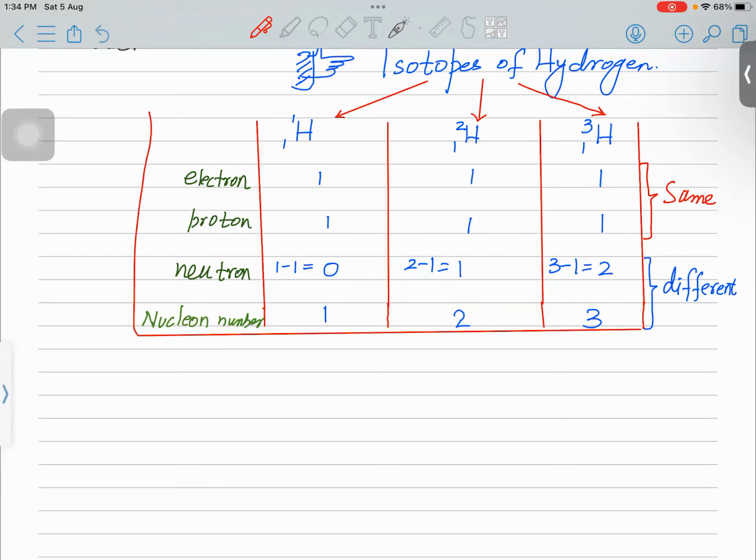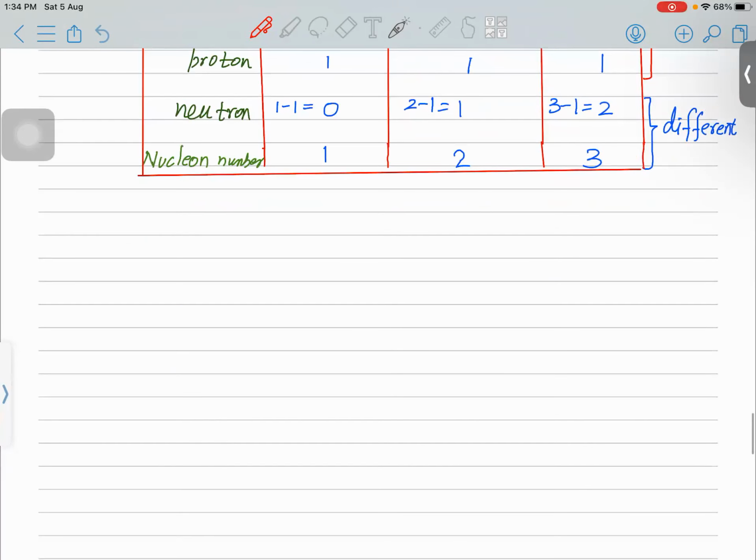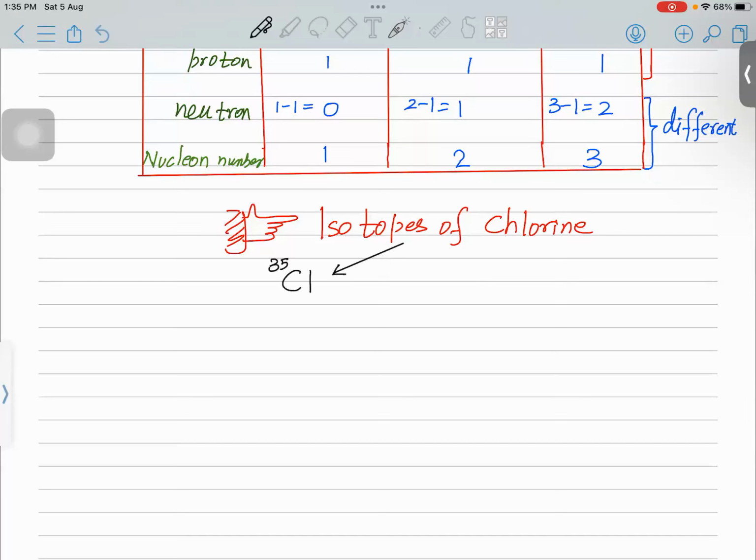Now, next is isotopes of chlorine. So chlorine has 2 isotopes, chlorine 35, 17 and chlorine 37, 17.